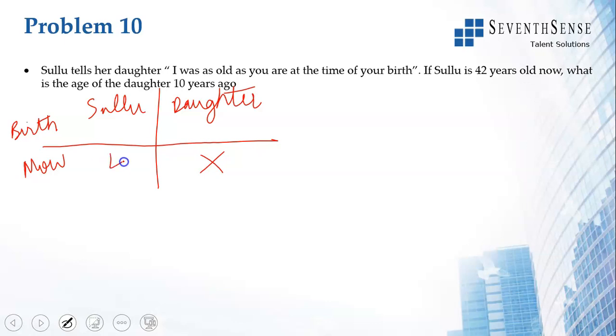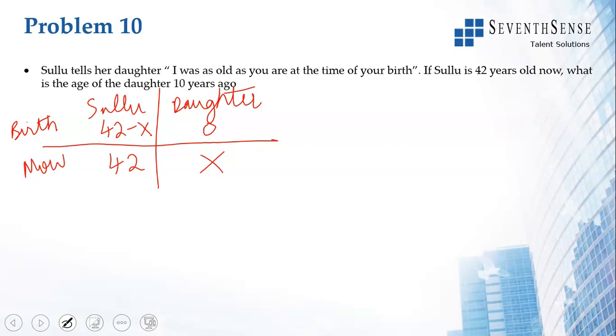Sulu is 42 years old now. When the daughter is born, daughter's age is 0, right? Because 1 year is not complete. What would Sulu's age be X years ago? 42 minus X, right? Now daughter is X, which means she was born X years ago. X years ago, Sulu's age is 42 minus X.